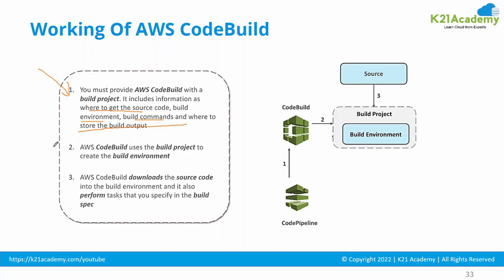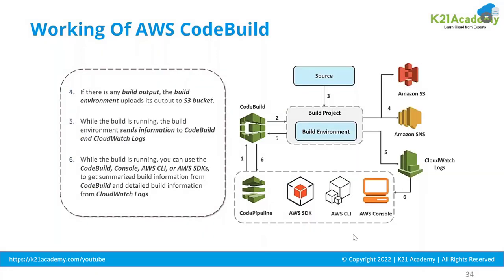You will have to mention all these details in the build project. And AWS CodeBuild uses the build project to create a build environment. AWS CodeBuild downloads the source code into the build environment, and it performs the tasks you specify in the buildspec file. So in the build project, all the details will be there: from where to pick up the code, what kind of build environment has to be created, and what commands need to be run. Now, once you run a build project, it will create a build environment, pick up the code from your source and download it into the build environment. Based on the instructions we specify in the buildspec YAML file, your build server is going to perform an action on the code.